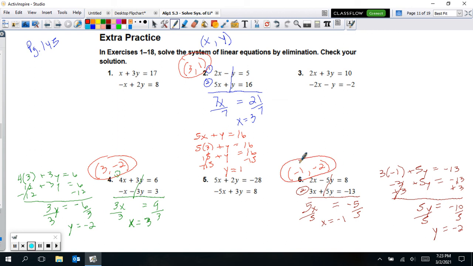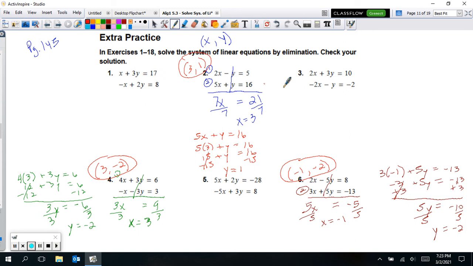You can always check this as well. You can always check anything for systems of equations because you could plug this back into both of these equations as long as it works for both. When you plug it back here, as long as this one equals 5 and you plug it here, it equals 16, you know that's the correct point.